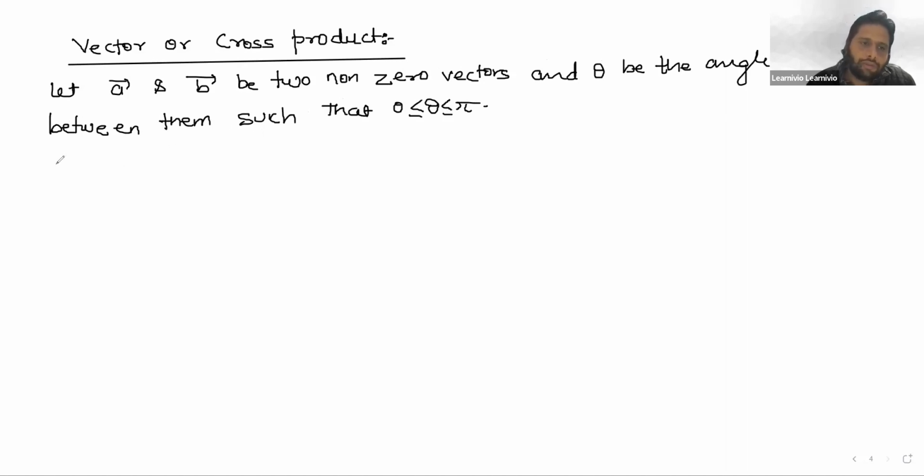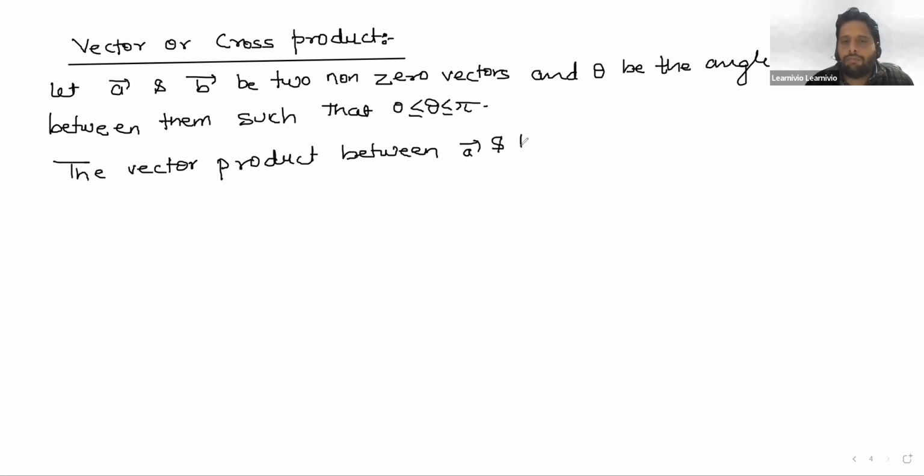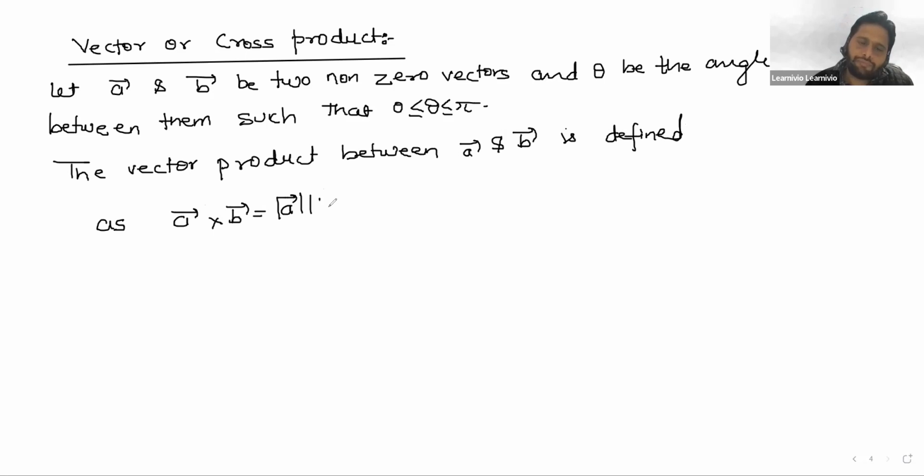The cross product or vector product between A and B is defined as A cross B is equal to magnitude of A, magnitude of B, sine theta, n cap.